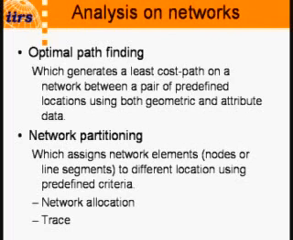This generates a least cost path on a network between a pair of predefined locations using both geometric and attribute data. And then network partitioning assigns network elements, that is, if you talk about a particular point, how many network elements will contribute to that point.